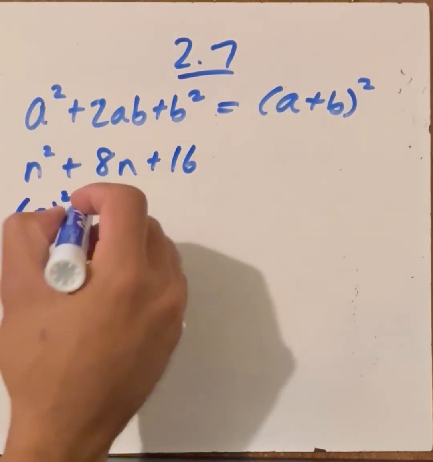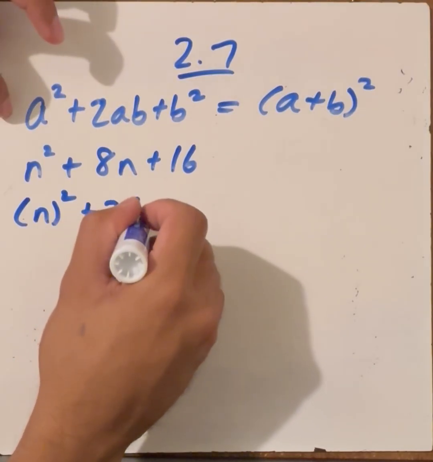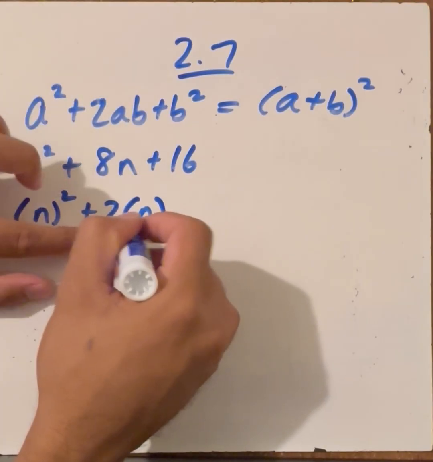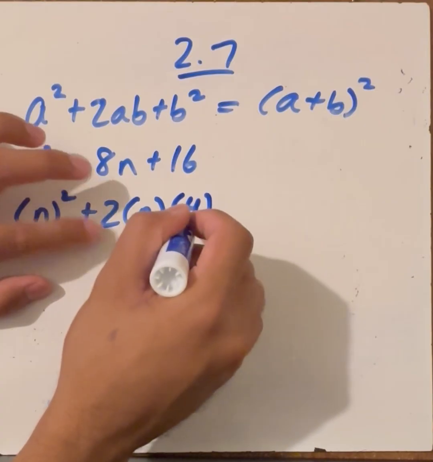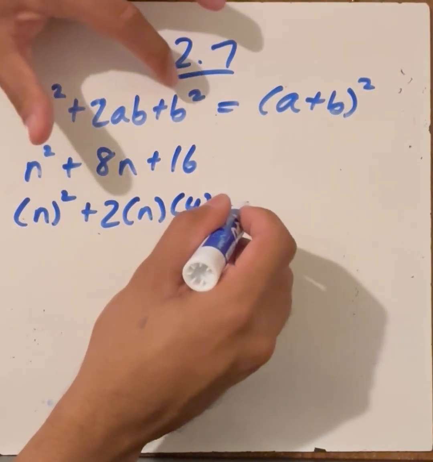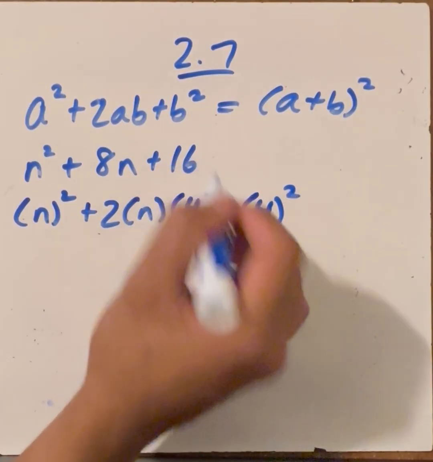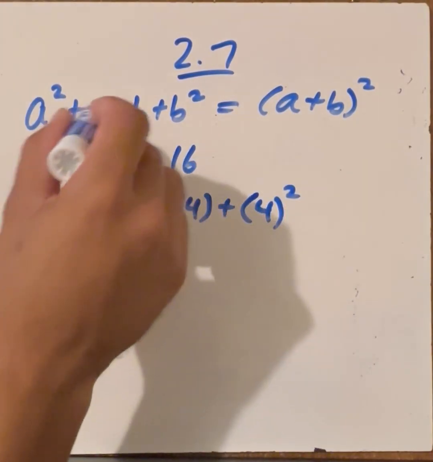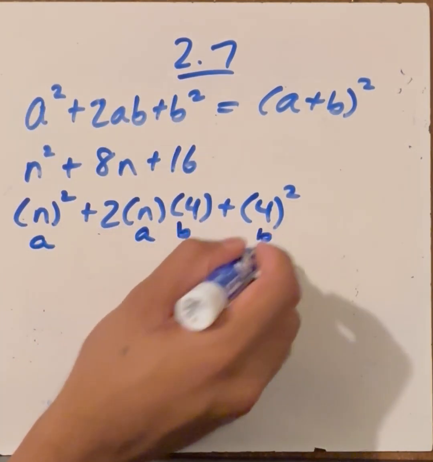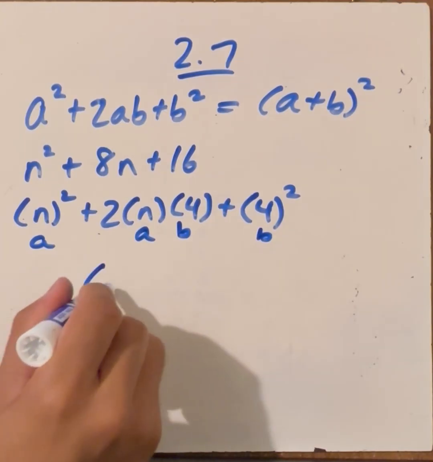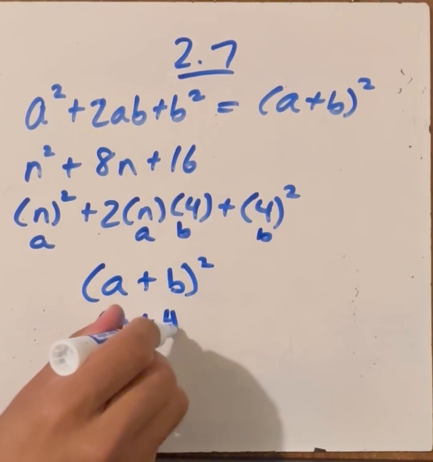n squared is the same thing as n squared, plus 2. If we say that a is n, then we have to put it into there, and that would be 2n. And what times 2n would make 8n? That would be 4. So b should be 4. And so then for b squared, if we're saying that b is 4, let's see if that works. 4 squared is 16? Yes, so that works. So we put it into this form where a is n and b is 4. So we can put it into this form of a plus b squared as n plus 4 squared.